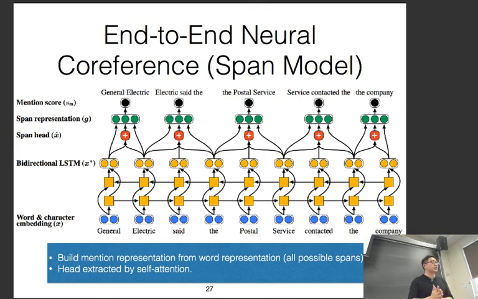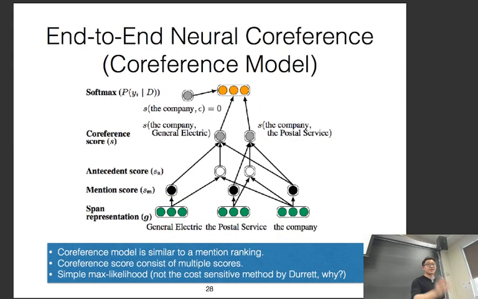So in order to detect head words, normally people use a dependency parser to extract a head word. Here they want to do it all with neural networks. Don't use any parsing feature. So here they use the self-attention to pick the head word. They're assuming that the most attended word is most likely to be the head word. And we'll see how this performs in the later part.